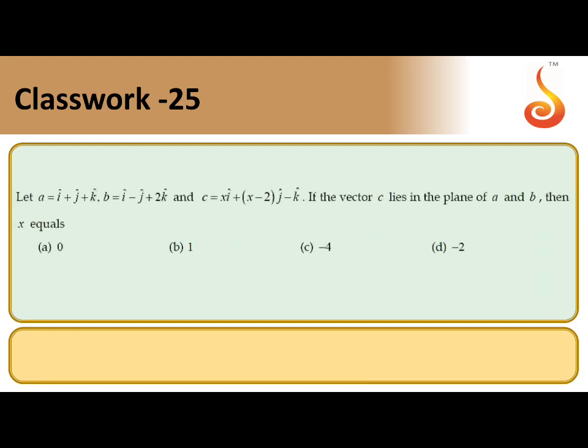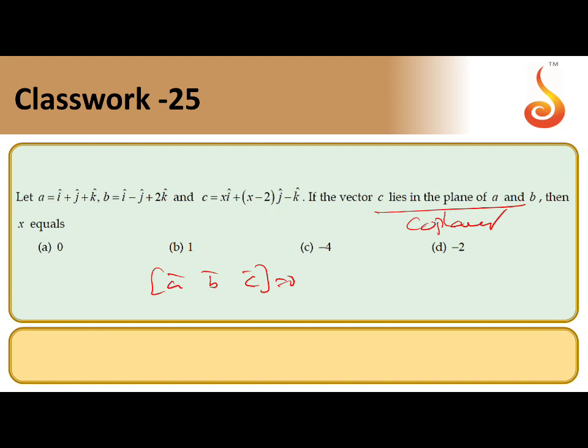So A, B, C are three vectors. C lies in the plane of A and B. What is the value of x? C lies in the plane of A and B means they are coplanar. So what is the condition for coplanar? Read the question properly, take the proper formula and solve it to get the answer. Coplanar means box A, B, C equal to 0. That means the determinant equals 0, to get the value of x. So we will solve the question on the next page.